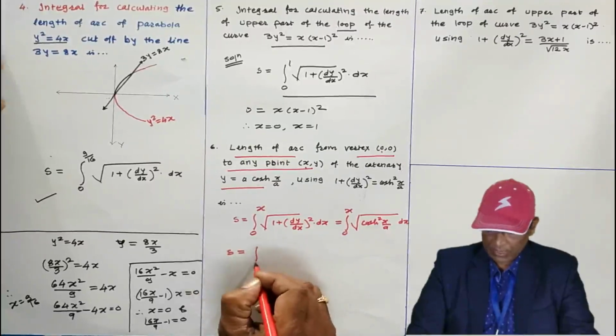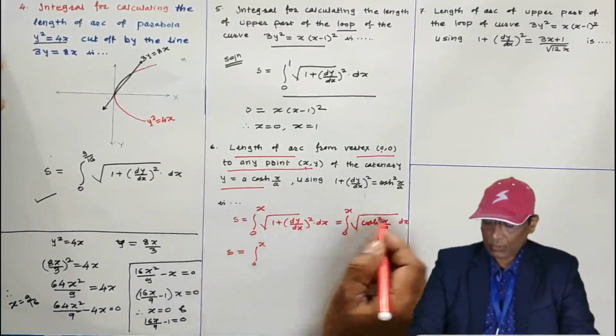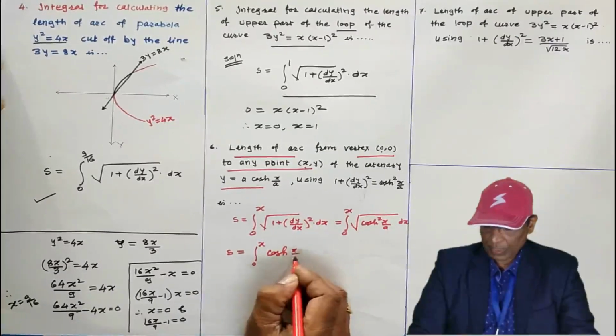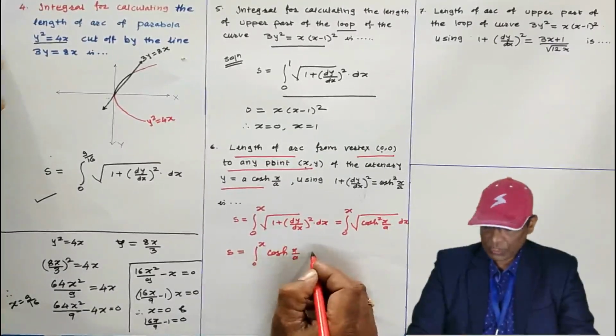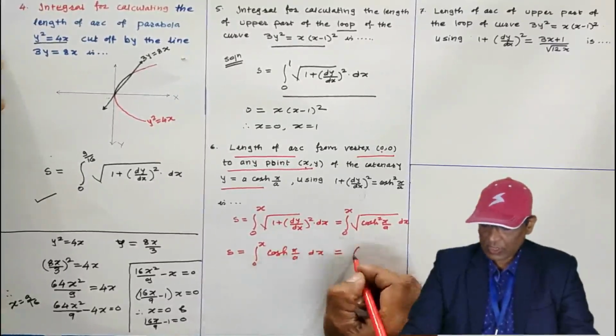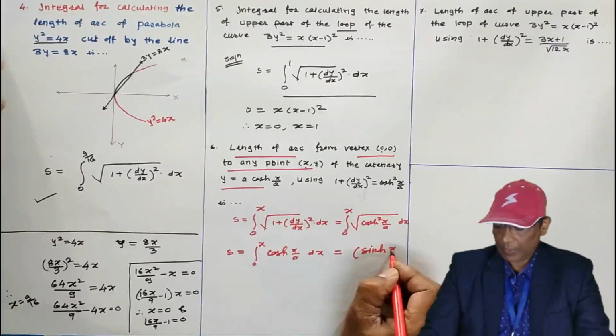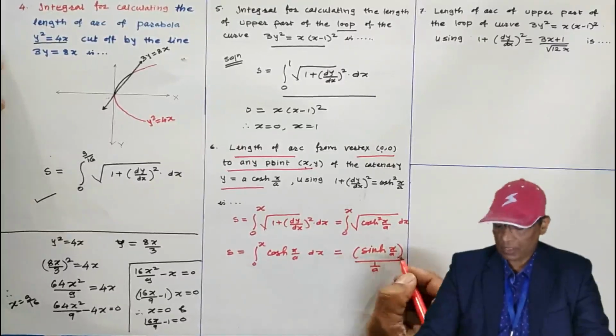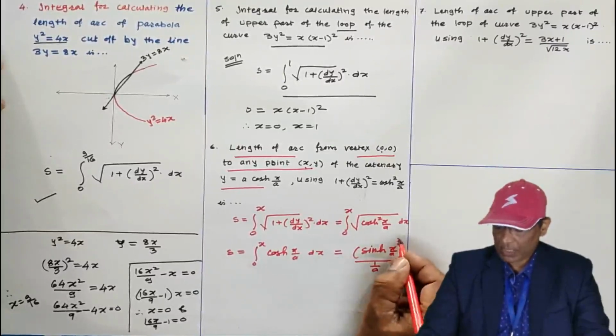s equals the integral from 0 to x of the square root, and the square will disappear. cosh(x/a) is the hyperbolic cosine, and a is a constant. Then the integral of cosh is sinh(x/a), divided by 1/a, the coefficient of x. The lower limit is 0, the upper limit is x.